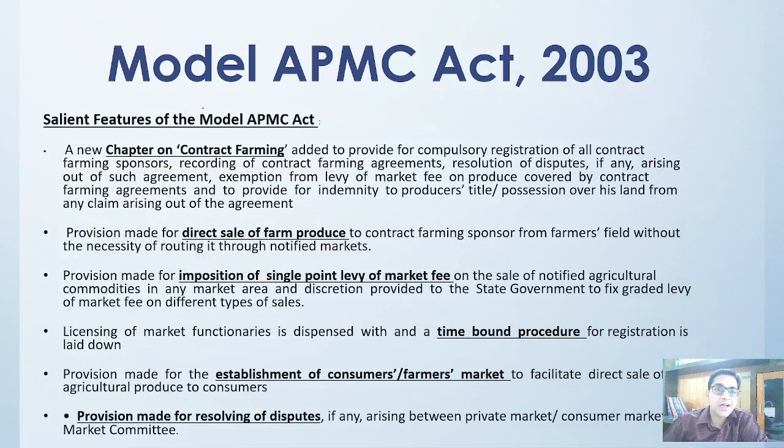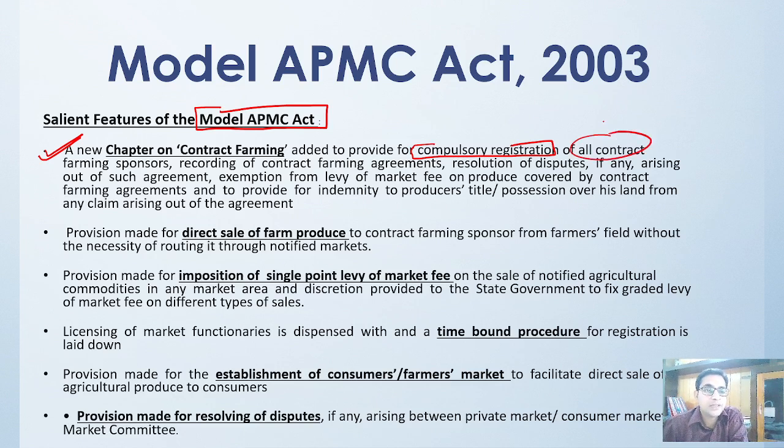So in the Model APMC Act, there was a new chapter on contract farming. Special focus has been given to contract farming, where compulsory registration of all contracts has to be done. That means who is sponsoring, who are the parties to this contract, and if the contract sometimes fails, then what is the resolution process, how the dispute will be solved, what is the agreement, what are the exemptions, everything. There is a single chapter under this Model APMC Act on contract farming.